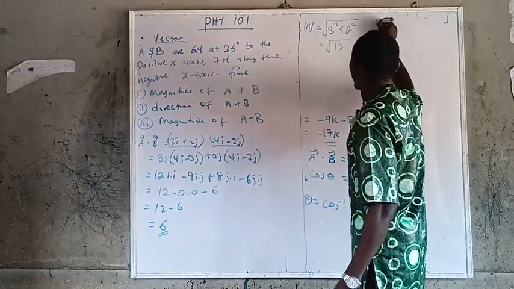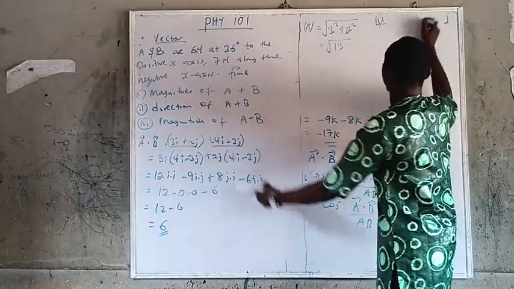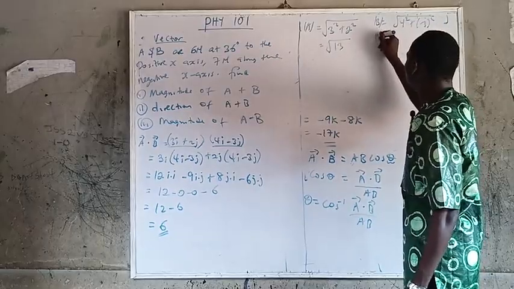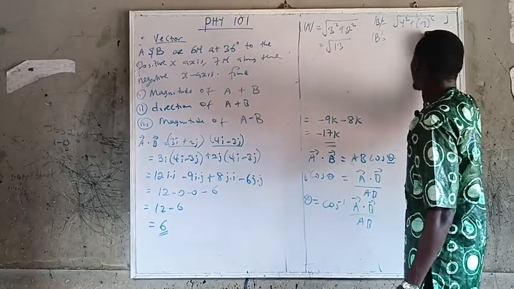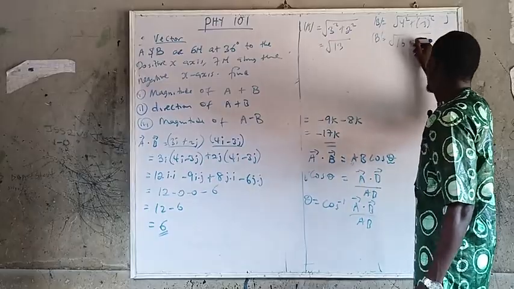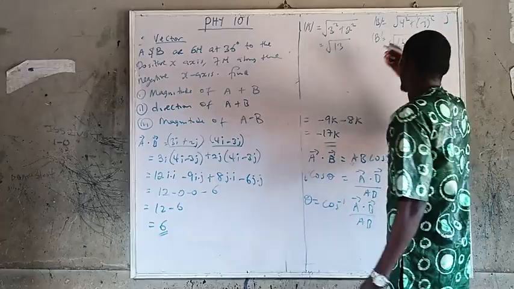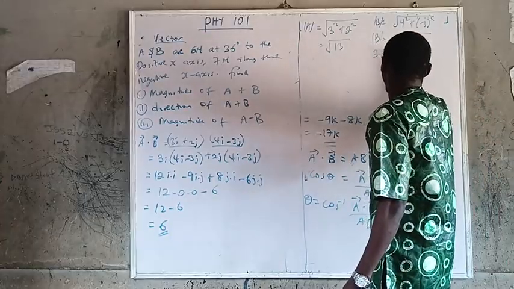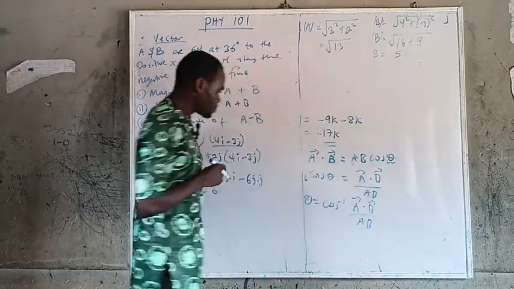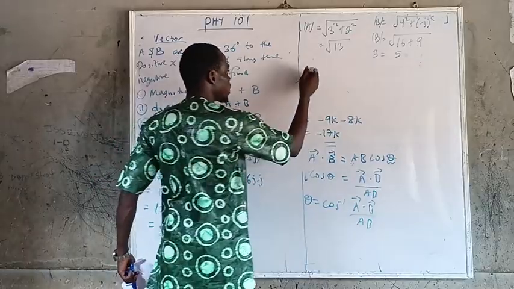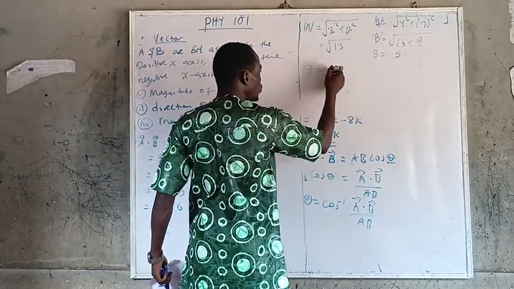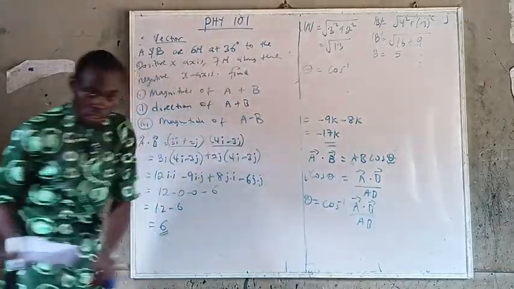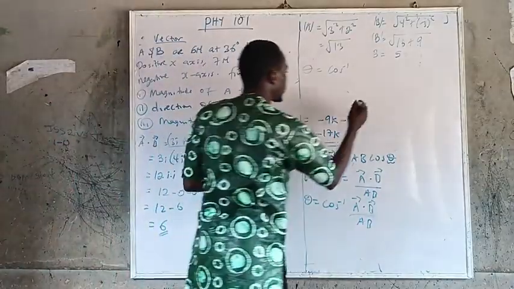However, the magnitude of B is equal to the square root of what? 4 squared plus minus 3 squared. The absolute value of B is what? Square root of 16 plus what? Plus 9. And that is the square root of 25. And that is what? 5. Good. That is 5. Now, coming back here, we say theta is equal to arccos of A dot B, that one is 6. A dot B is 6.